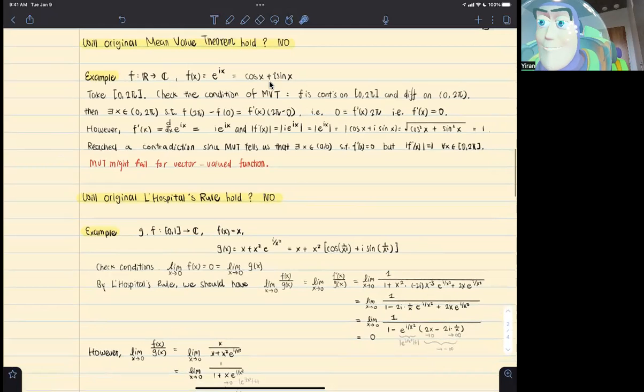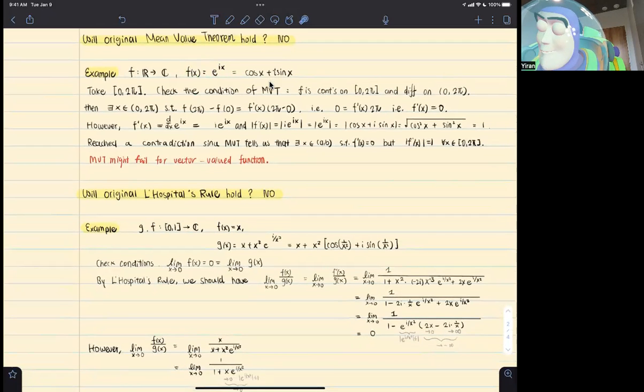So consider an example, the complex valued function f(x) equal to e to the power of ix. And now consider this interval, right? And then we know that f is continuous on this closed interval and differentiable on the open interval. Therefore, if we assume that the mean value theorem is correct, then there exists x in this open interval such that this expression holds, right? Which implies this, which implies f prime of x equal to 0. So there exists x in the open interval 0 to pi, such that f prime of x is equal to 0.